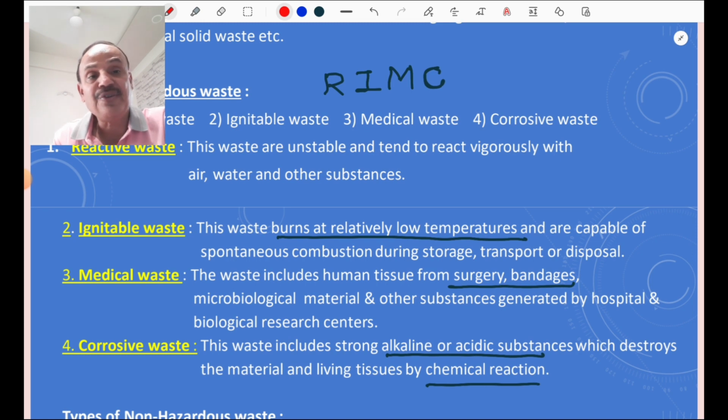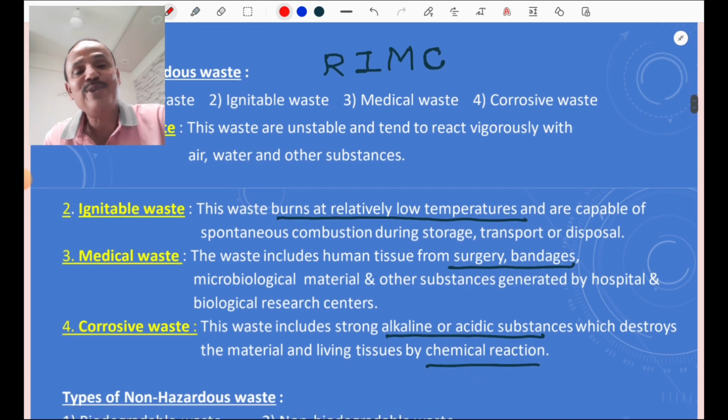Then medical waste. This waste includes human tissue from surgery, bandages, microbiological material and other substances generated by hospitals, biological research centers, etc. Corrosive waste. The waste includes strong alkaline and acidic substances. Corrosion means acid and alkali. You know that 0 to 7 and 7 to 14, that pH scale. So this waste includes the alkaline and acidic substances which destroy the material and living tissues by chemical reaction.